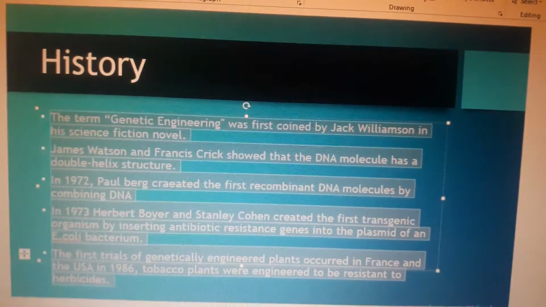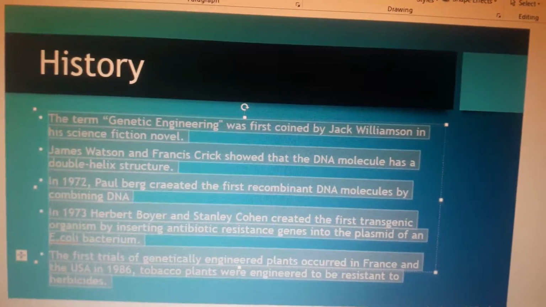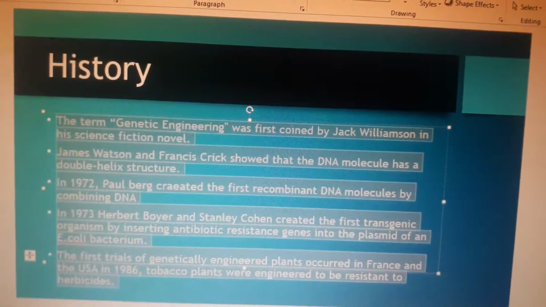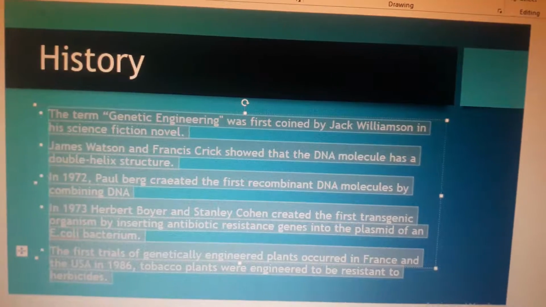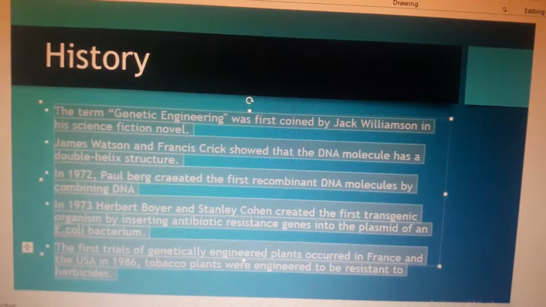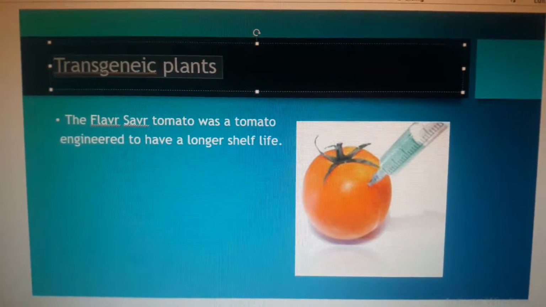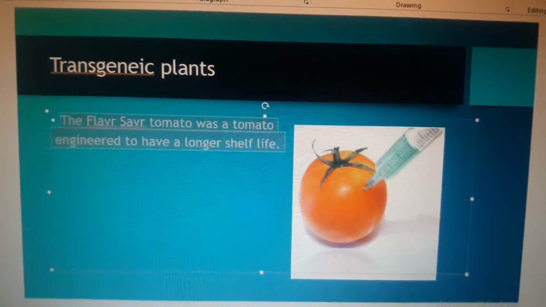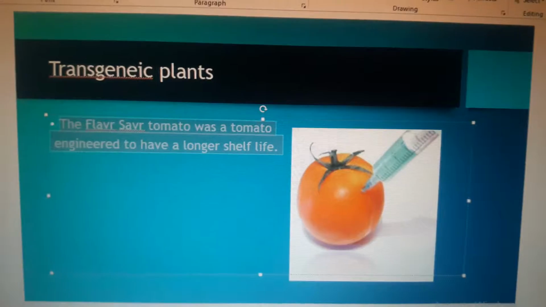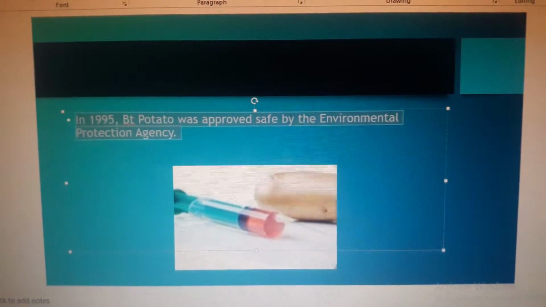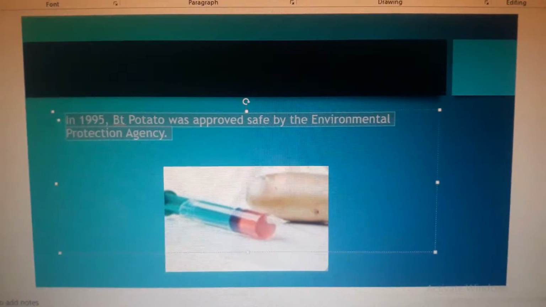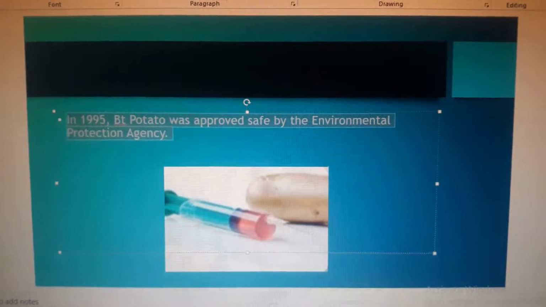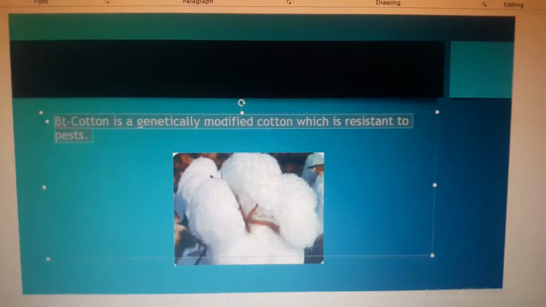The first trials of genetically engineered plants occurred in France and the USA in 1986. Tobacco plants were engineered to be resistant to herbicides. Transgenic plants. The Flavr Savr tomato was a tomato with a longer shelf life. In 1995, Bt potato was approved safe by the Environmental Protection Agency.